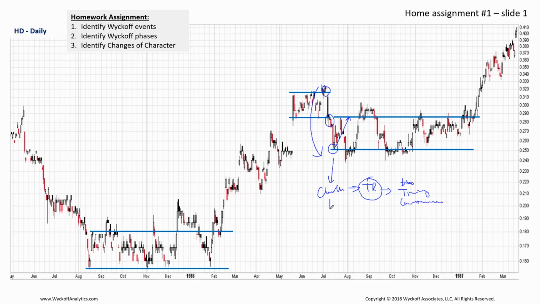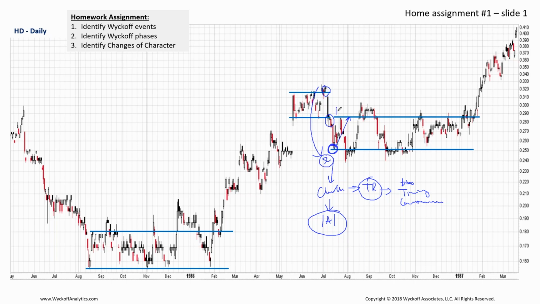Also, change of character is always associated on the way into the trading range with phase A. So if this is phase A, what kind of phase A Wyckoff events do we have? The stopping action is going to be labeled as how? It will be labeled as a local selling climax. Yes, and I like that local definition.